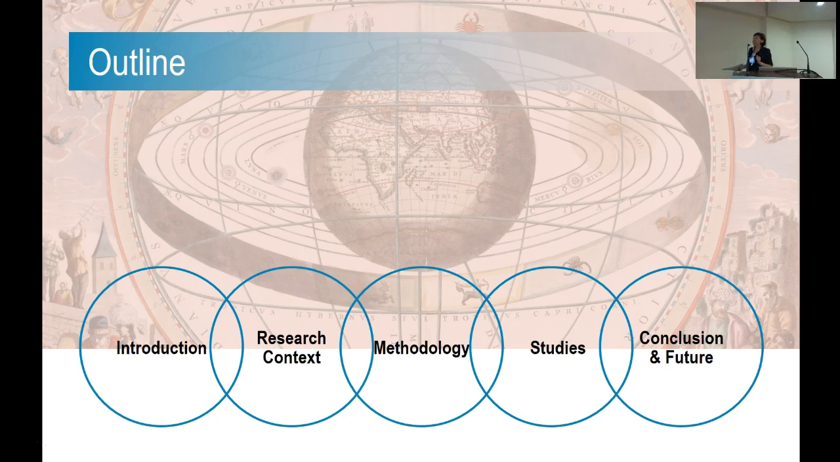The presentation today will start with a brief introduction on the purpose of this research, followed by the research context and the methodology that we are applying. Afterwards, I'm going to briefly present some results from two different studies that we have undertaken, followed by the conclusion and ideas for future development.